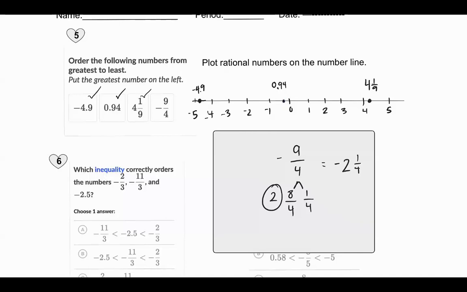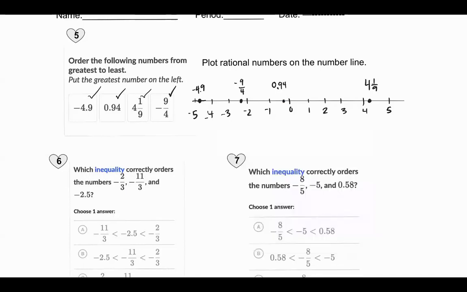So that tells me on my number line, I'm going to go over to negative 2 and then a smidge to show 1/4, right about there. And then I'm going to write 9/4 because that's the equivalent number to it. And now I've plotted all of my numbers, and I am ready to order them from greatest to least.